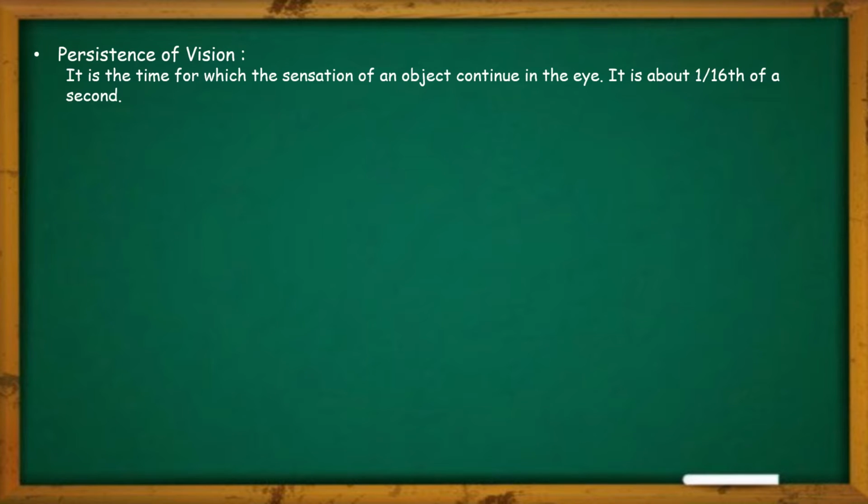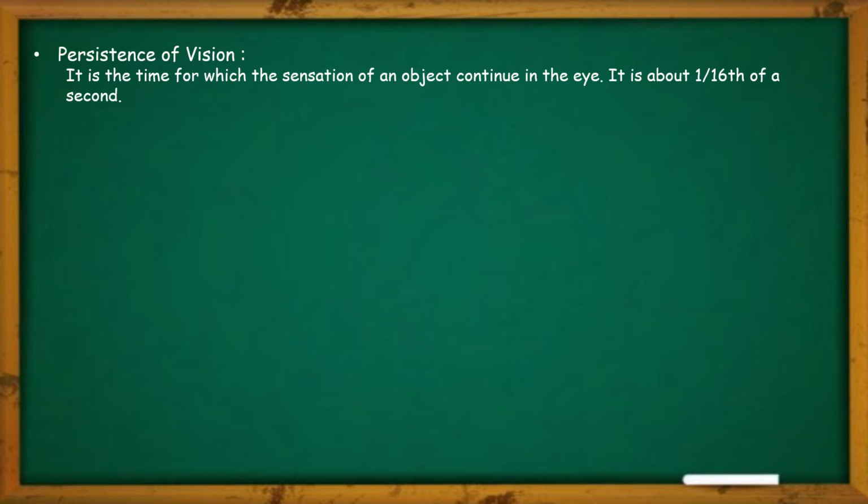Now let us know two important terms related to our vision. The first one is persistence of vision. It is the time for which the sensation of an object continues in our eye, which is about 1/16 of a second.